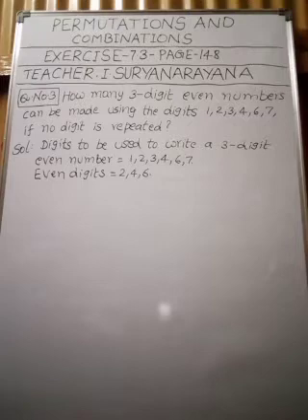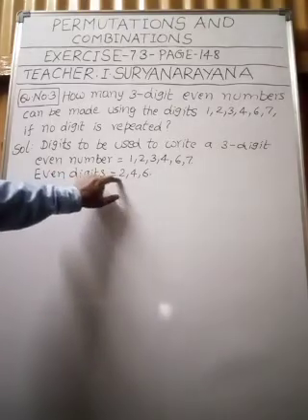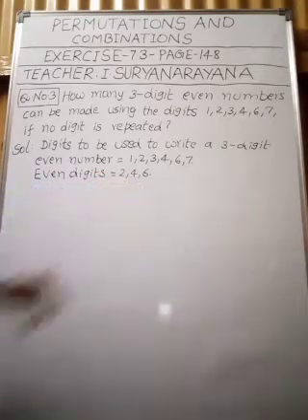A number is even if the units place is even. Yes or no, my children? Yes. So by using this definition, you have to recollect the previous knowledge. What is meant by even number? What is the definition of an even number? A number is said to be even number if its units place is even. Okay, my children, that is why we concentrated on even digits.